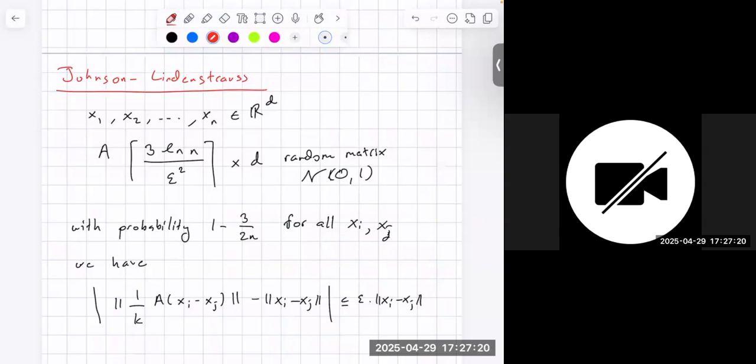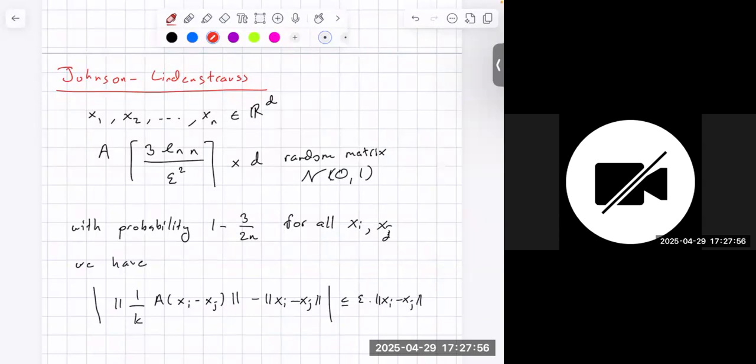Anyway, so now what is this tool? This is your data points. You got n of them, and you imagine this D is very big, too many features in your data. You would like to reduce the dimension. What do you do? You create a random matrix. And that random matrix will have this many rows: logarithm of n divided by epsilon squared. Epsilon is your tolerance for error. And this many columns.